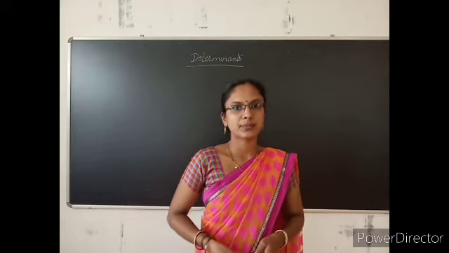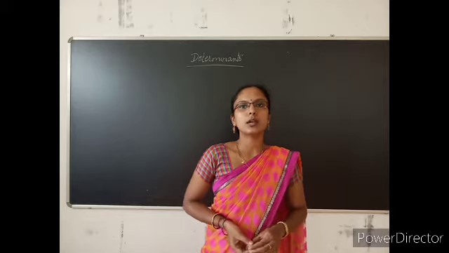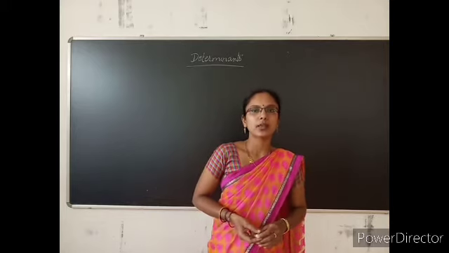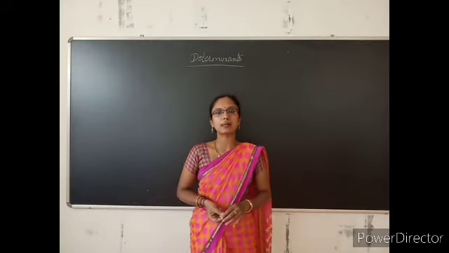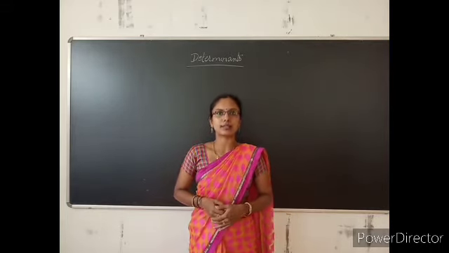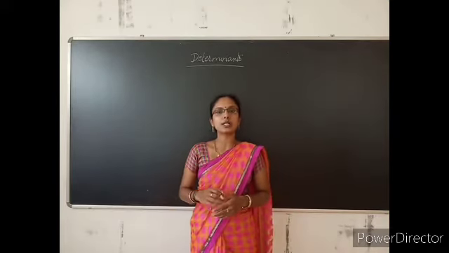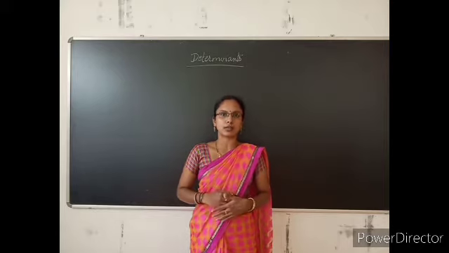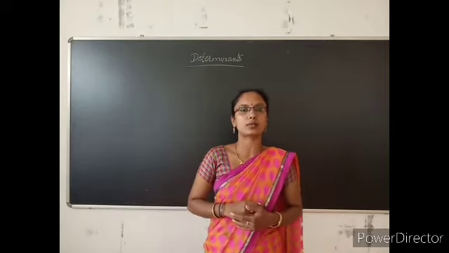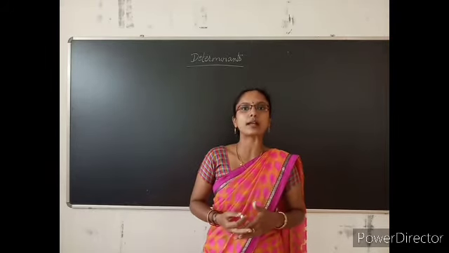Hello students. In my previous video, we discussed the adjoint of a matrix. So what do you mean by adjoint of a matrix? Adjoint of a matrix is nothing but the transpose of a cofactor matrix, isn't it? So what do you mean by transpose? Transpose means interchanging rows and columns. So interchanging row and column gives the transpose of a matrix.